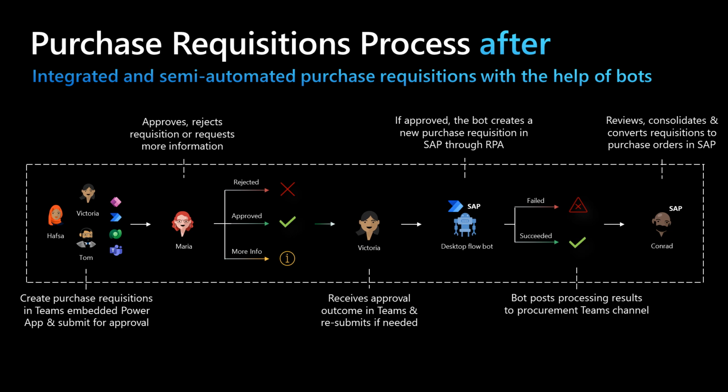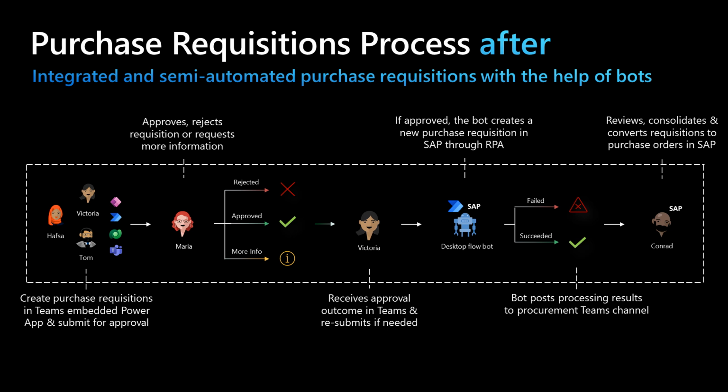Maria receives a Teams notification and decides whether to approve, reject the requisition, or ask for more information. In case of an approval, the cloud flow will send a Teams notification to Victoria and then forwards the purchase requisition data to an RPA bot built with Power Automate Desktop that will create a respective purchase requisition in SAP. Once the bot completes, it hands the results back to the calling cloud flow and posts a success message to the procurement Teams channel. From there on, Conrad, the regional purchaser, can convert the purchase requisition to a purchase order and continue with the regular procurement process.